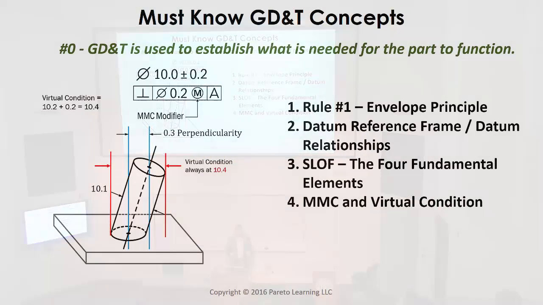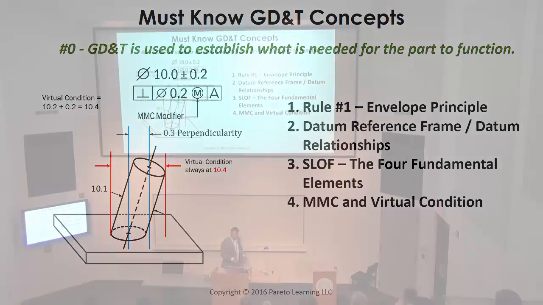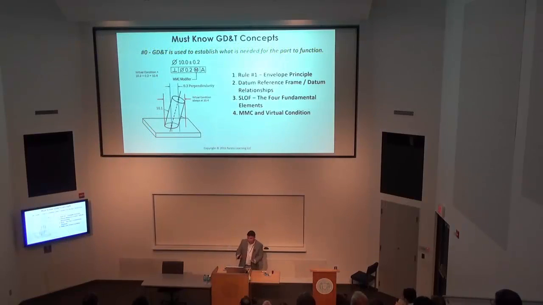MMC and virtual condition. I like this one. It's a great tool. It adds manufacturability to a part without affecting your design function. It's something that, if used properly, is very helpful and can really reduce part costs.